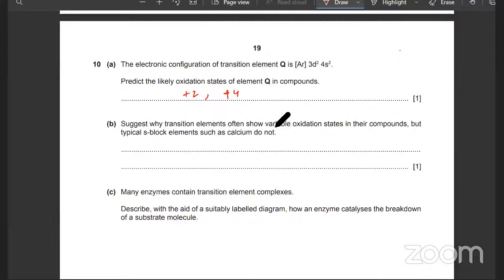Now, suggest why transition elements often show variable oxidation states in their compounds, but typical S-block elements such as calcium do not. Now, the simple reason for that is that the 3D subshell and the 4S subshell, the energy difference is very little. So there's less difference in energy levels between the outer 4s.